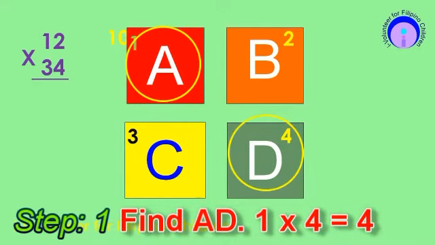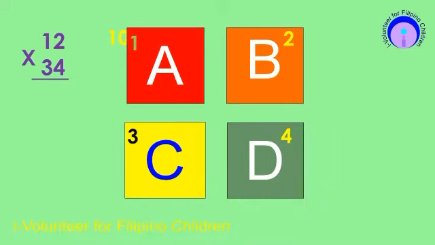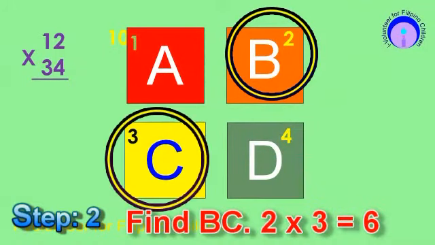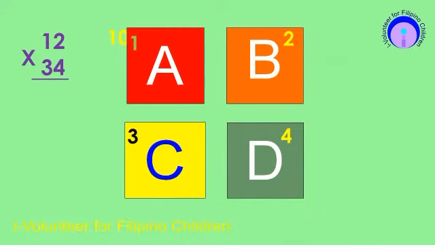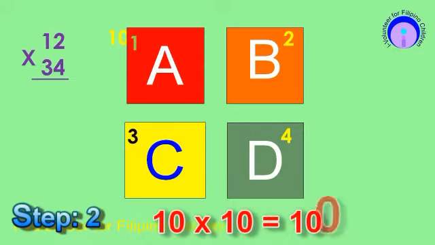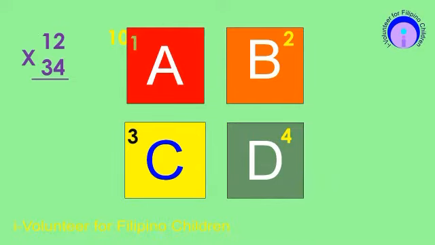1 times 4 is equal to 4. Kindly remember the answer because it is needed on the next step. Step number 2, find BC. 2 times 3 is equal to 6. Add 6 to the previous answer, which is 4. 6 plus 4 is equal to 10. And multiply it by 10 to make 100.